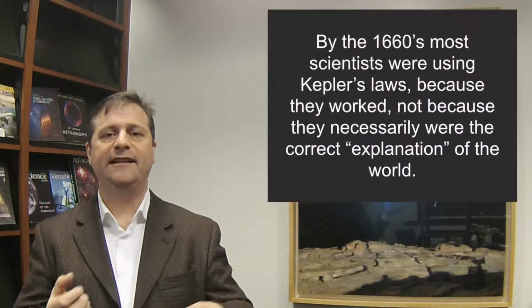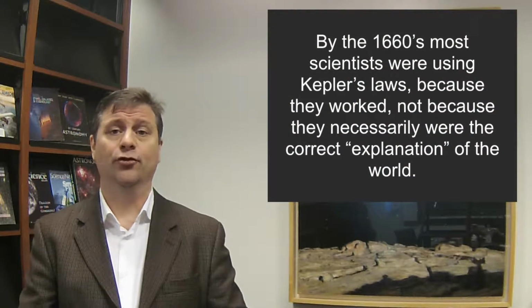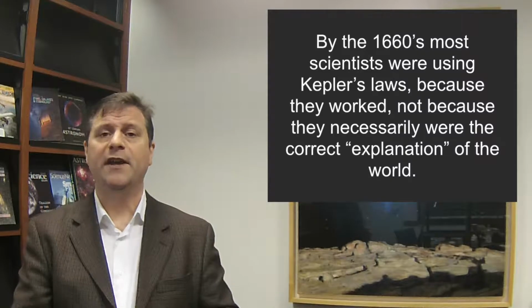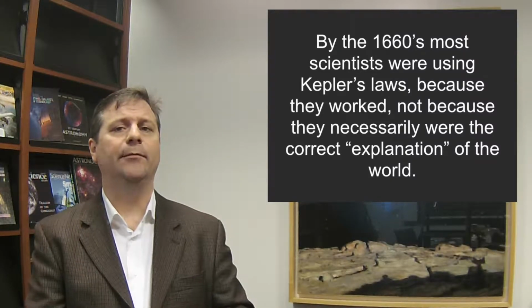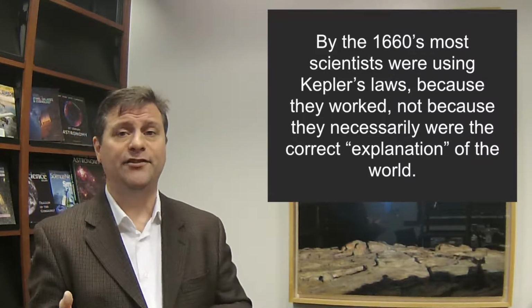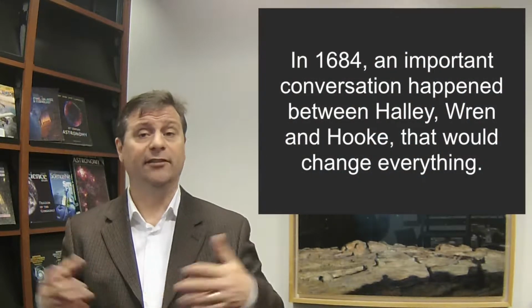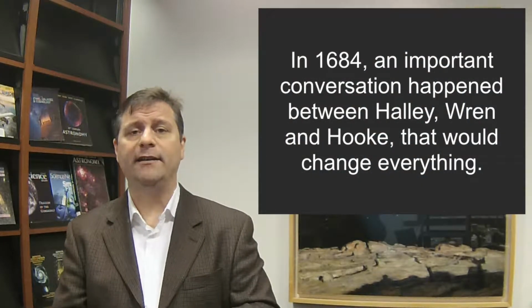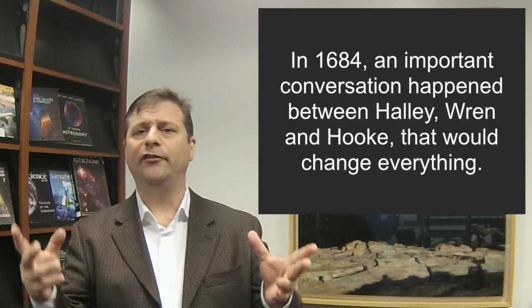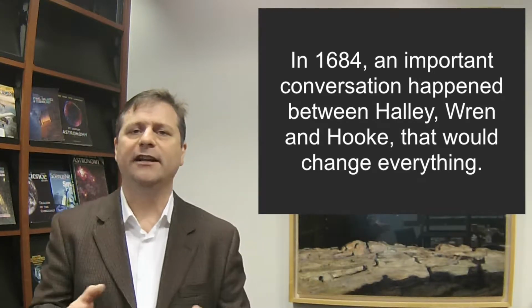So here's the thing that starts to happen. Everybody's talking about it all over Europe in the 1660s, assuming Kepler's laws are true, or at least work extremely well. And brilliant minds all across Europe are working feverishly to try to understand it. So it comes along in 1684 that Edmond Halley, Christopher Wren, and Robert Hooke are all sitting around in London talking, and they're in a conversation.